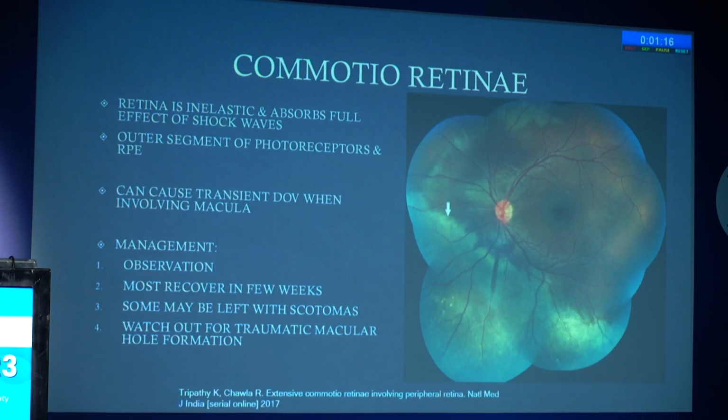Commotio retinae is the whitening of the outer retinal tissue. It happens because the retina is inelastic, and when the impact happens, because of the shock waves, the outer segment, the photoreceptor, the RPE, that is where the damage happens. If it involves the macula, there can be transient vision deterioration also. It has a good outcome mostly. Observation is required, and most recover in a few weeks' time. Some may be left with scotomas if involving the macula. So, very important also in such cases, watch out for a traumatic macular hole which can happen delayed.